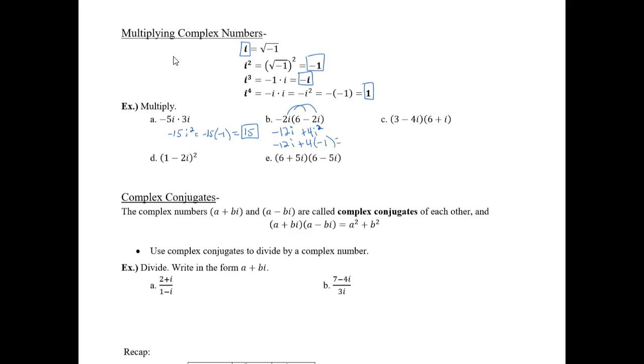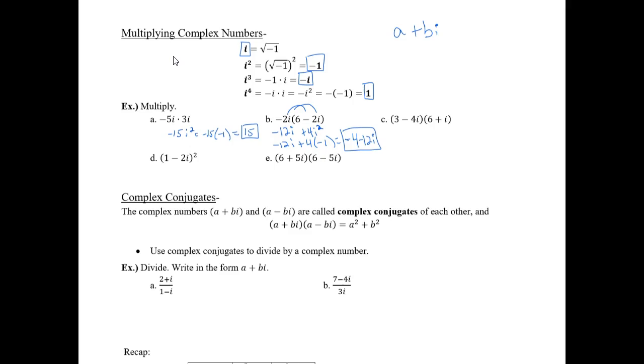So negative 12i plus 4 times i squared, which is negative 1. And then we simplify. In general, you're going to want to write your answers in the form a plus bi. So you want to write the real number part first. Most of the time, directions will ask for that. So I'm going to start with 4 times negative 1, which is negative 4, and then minus that 12i. A plus bi: the real number part plus the imaginary part.